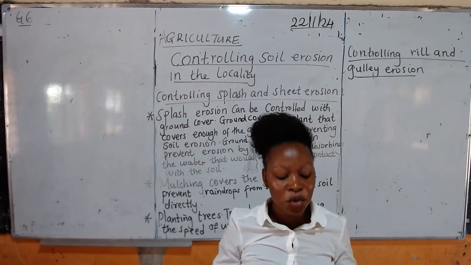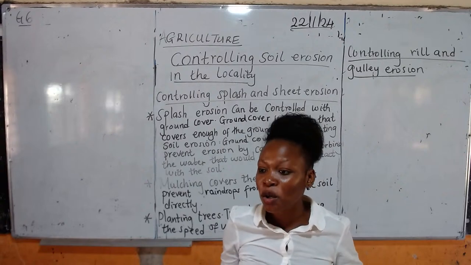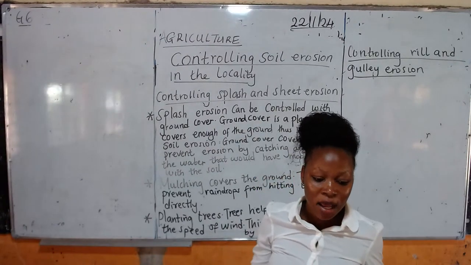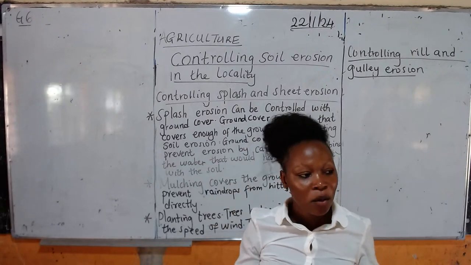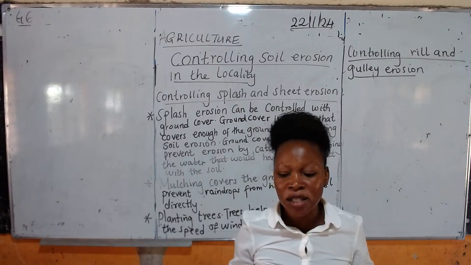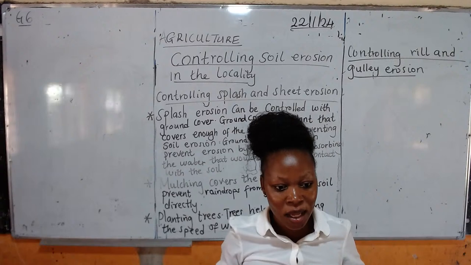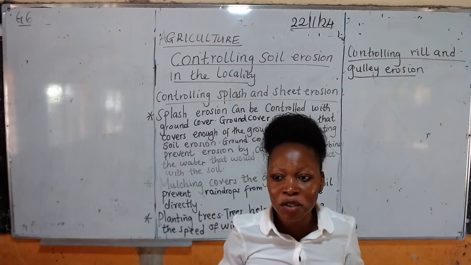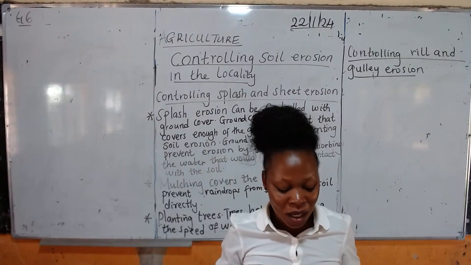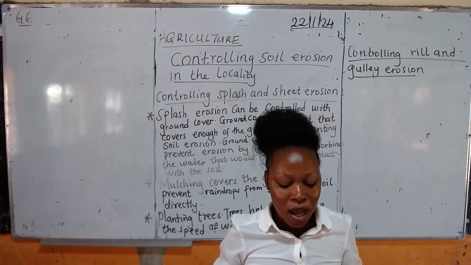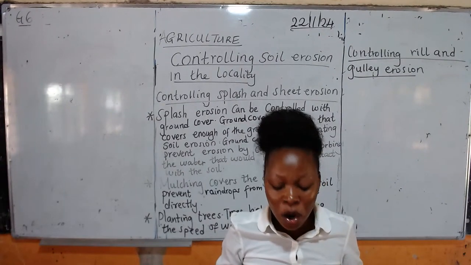Now we have seen the differences between splash and sheet. We saw what causes splash and what causes sheet. So now let's look at what causes rill and what causes gully. We say that for us to say that we have rill erosion is when we start to see some channels. When you start seeing some small channels forming in your land surface, that must be rill. And rill can be caused by running water.